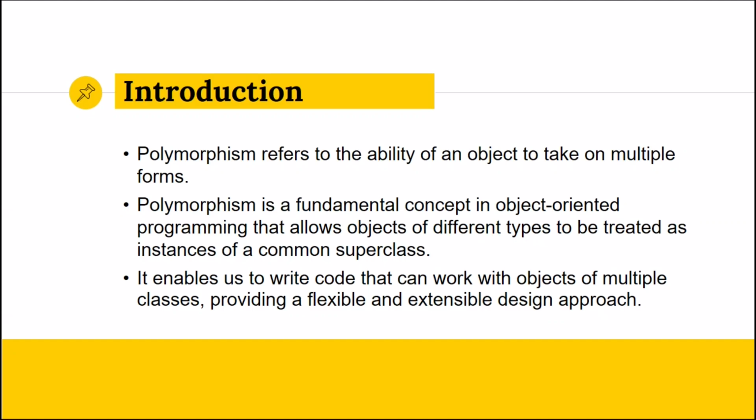Polymorphism refers to the ability of an object to take on multiple forms. In polymorphism, objects of different classes can be treated as objects of a common superclass. It allows objects of different classes to be accessed and manipulated through a common interface, enabling code reuse and extensibility.